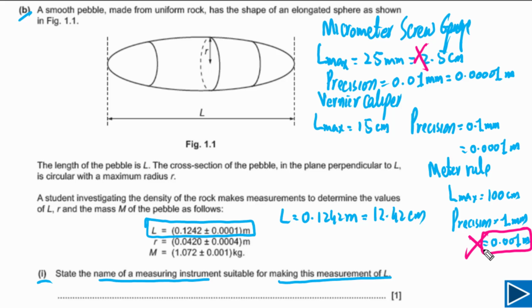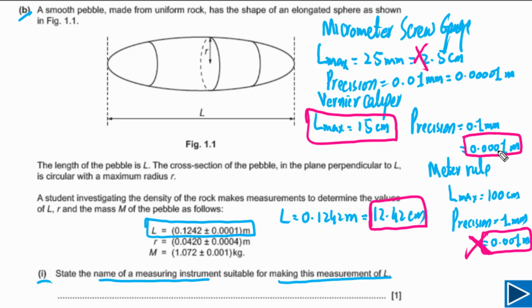So we cannot use meter rule. So the only possible instrument we have now is the vernier caliper, and this can measure up to 15 centimeters. That's wonderful, because this measurement is only about 12.42 centimeters. And the precision of this one is 0.0001 meter, meaning up to 4 decimal places if the unit is meter. So this is also true for this one.